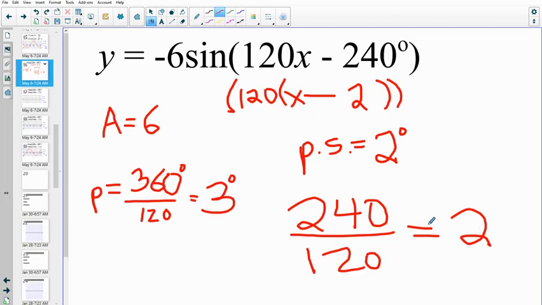And again, positive 2 is fine. 2 to the right is fine. Negative 2 is wrong. I know that it's x minus 2. It looks like a subtraction. Well, it is a subtraction, but it's not a negative. We're subtracting a positive number, either 2 or 2 to the right.